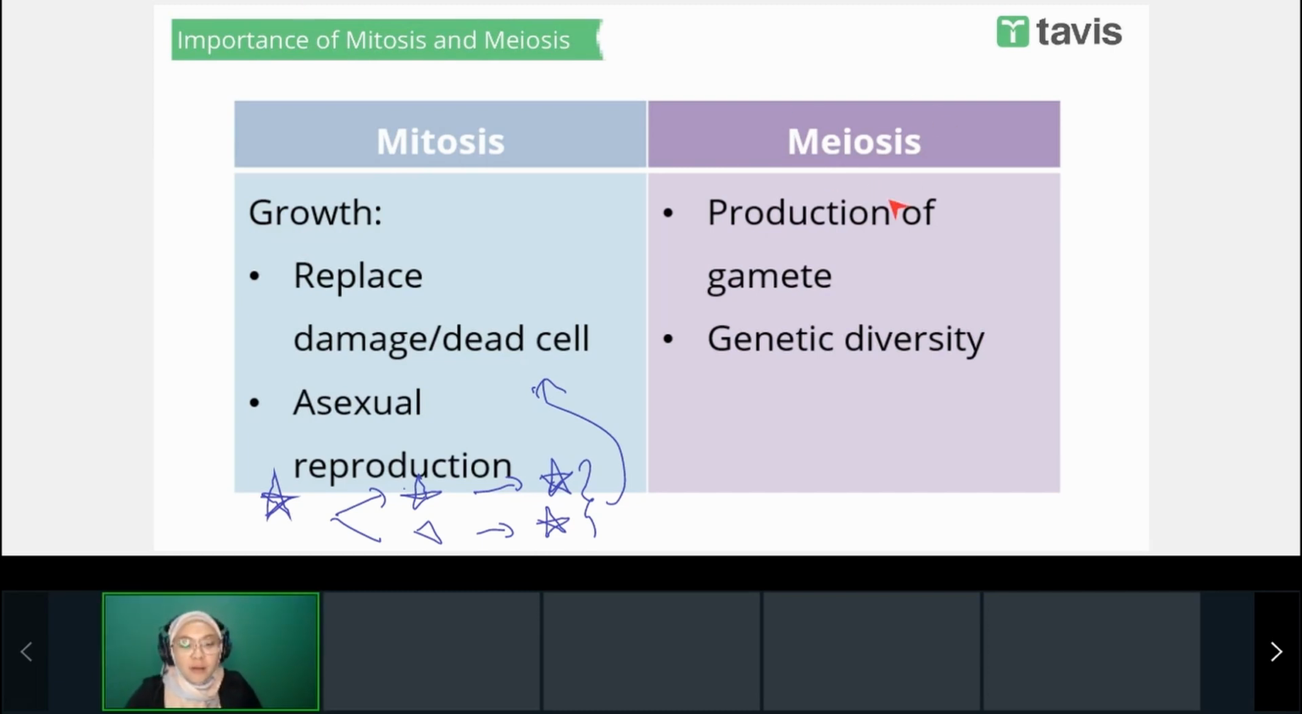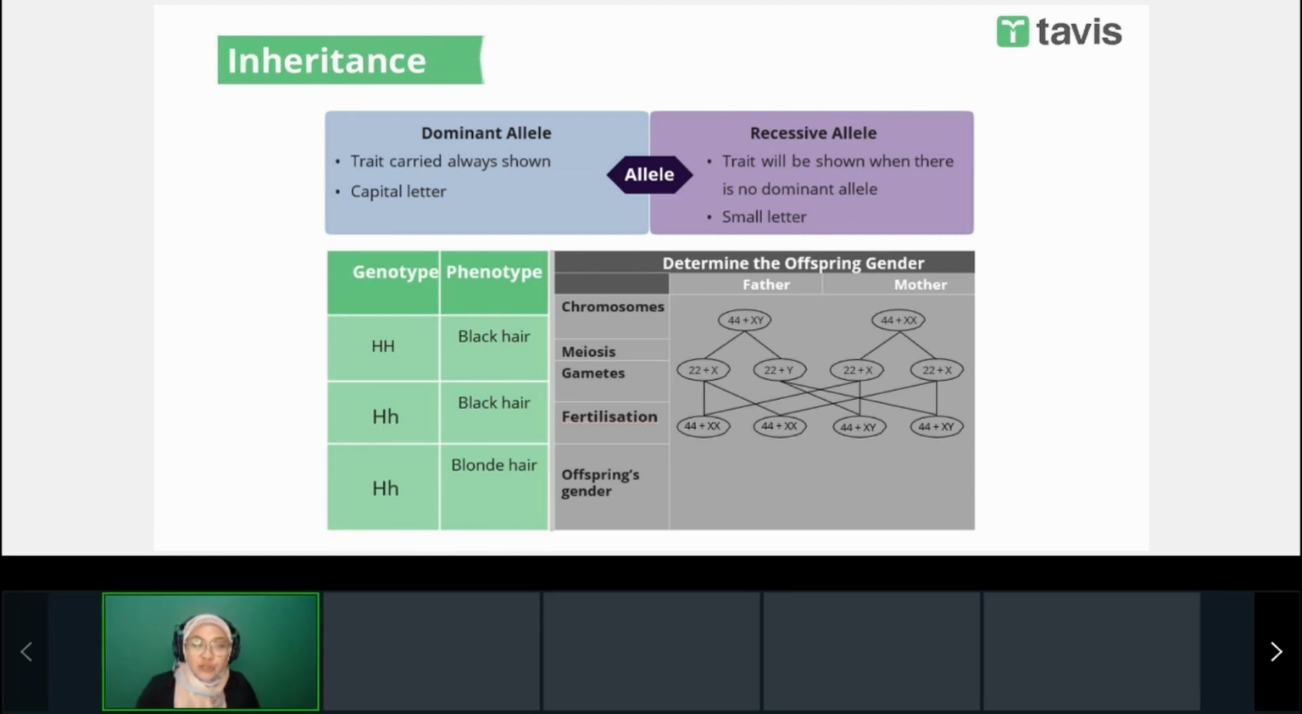Okay, meiosis is important for reproducing gametes. We know that humans have 46 chromosomes, 23 pairs of chromosomes. We have a male here, married with a female here. The male carries 23 chromosomes, the female also 23 chromosomes. The end product, the baby, still has 46 chromosomes. This is meiosis. And meiosis produces genetic diversity because there is crossing over.